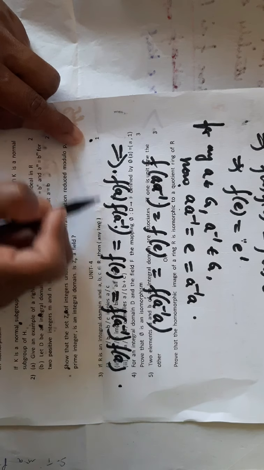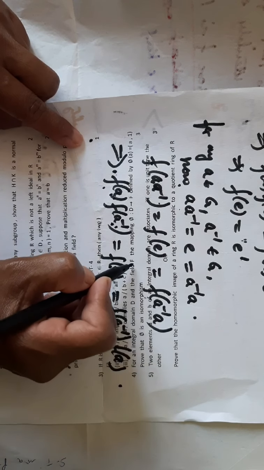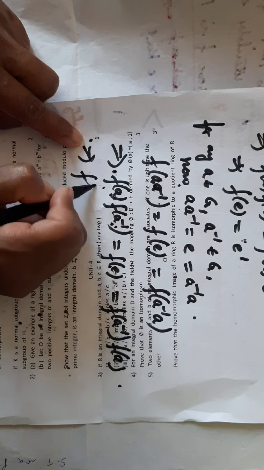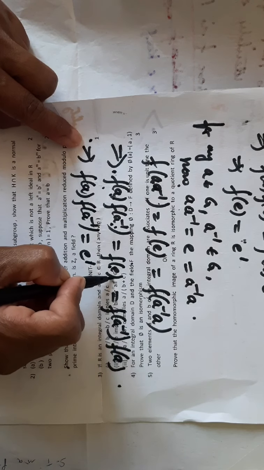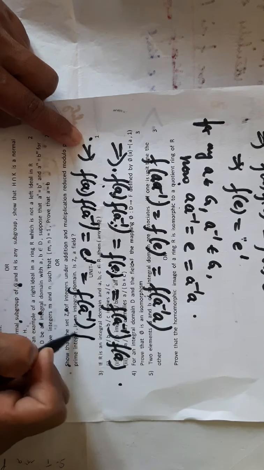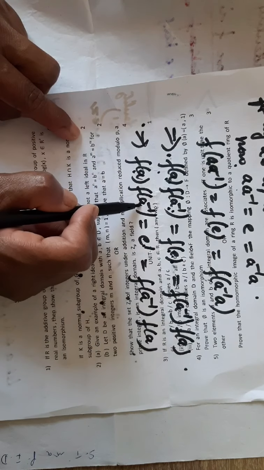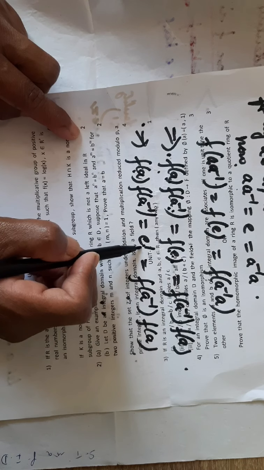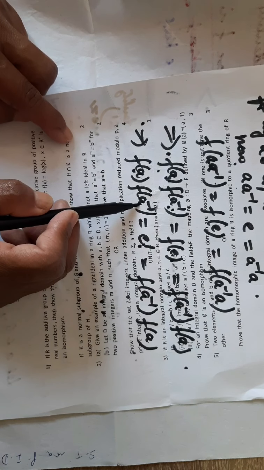Now, you can see from here that f(a) into f(a) inverse gives you f(e), which is equal to E prime, because from the first one f(e) is equal to E prime, which is equal to f(a) inverse f(a). So what we notice is that f(a) into f(a) inverse gives you the identity E prime of G prime, because f(a) and f(a) inverse are elements of G prime.